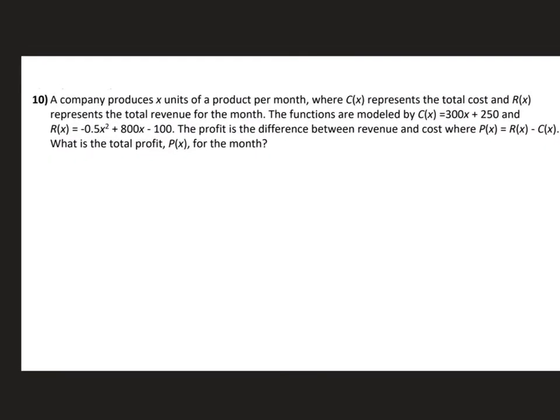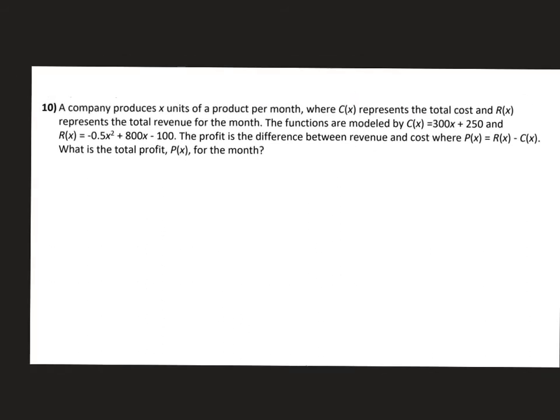Now, this one seems like a very long, complicated problem, but let's actually just break down what it's asking us for, right? So let's read it through first. A company produces X units of a product per month, where C of X represents the total cost and R of X represents the total revenue for the month. The functions are modeled by C of X equals 300X plus 250, and R of X equals negative 0.5X squared plus 800X minus 100. The profit is the difference between revenue and cost, where P of X equals R of X minus C of X. What is the total profit P of X for the month?